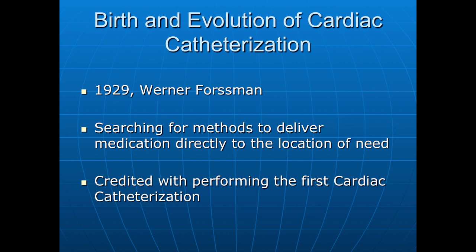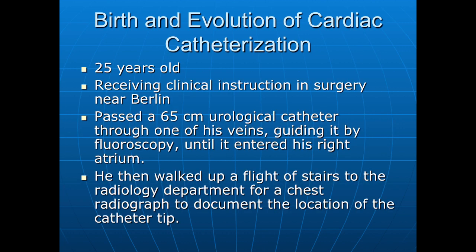In 1929, there was a resident who was in Berlin. His name was Werner Forssmann, and he was a very bright man. He was searching for methods to deliver medication directly to the location of need. And he felt like if a patient became compromised from a cardiac standpoint, if you could deliver medication directly to the heart, you would be more effective than if you were delivering medication through an IV in the arm. And he is the one who's actually credited with performing the first cardiac catheterization.